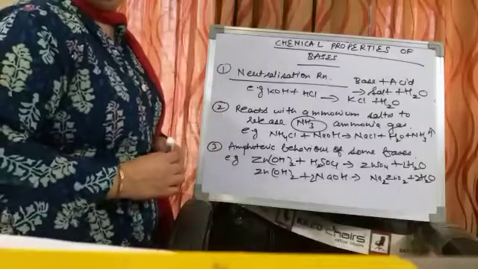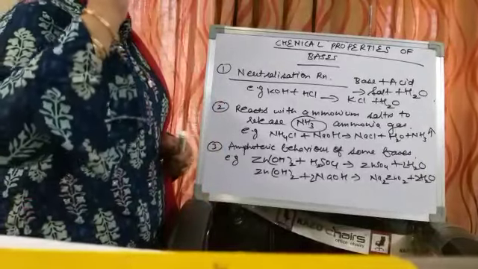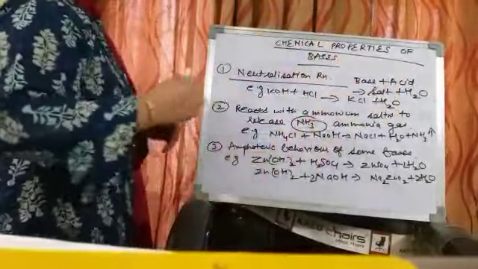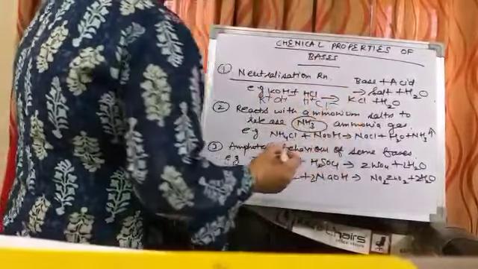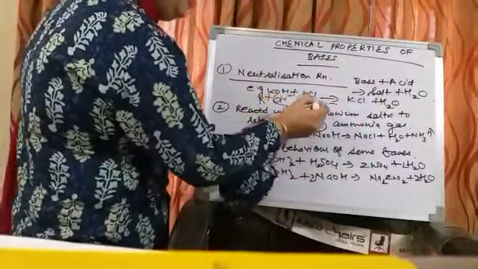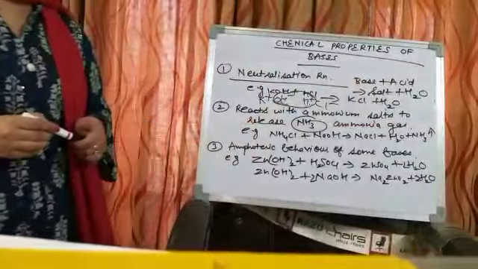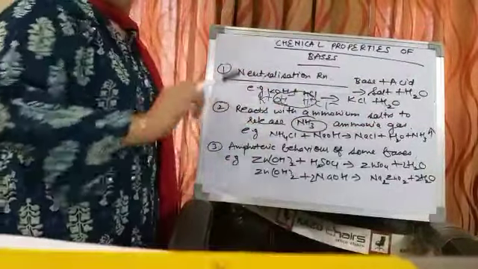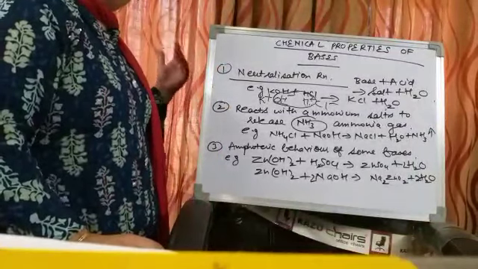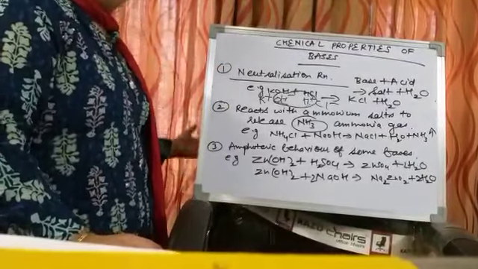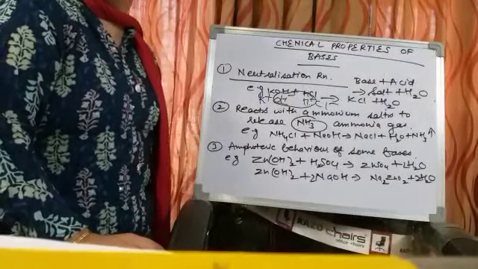But if you have to write the proper definition, then it should be: reaction between acid and base in such a manner that the base dissociates to give hydroxyl ion and the acid dissociates to give hydrogen ion. And the combination of this hydrogen ion and this hydroxyl ion to give water is known as a neutralization reaction. So this is the first very important chemical property of bases, that bases react with acid to give salt and water, by the reaction which we call neutralization reaction.